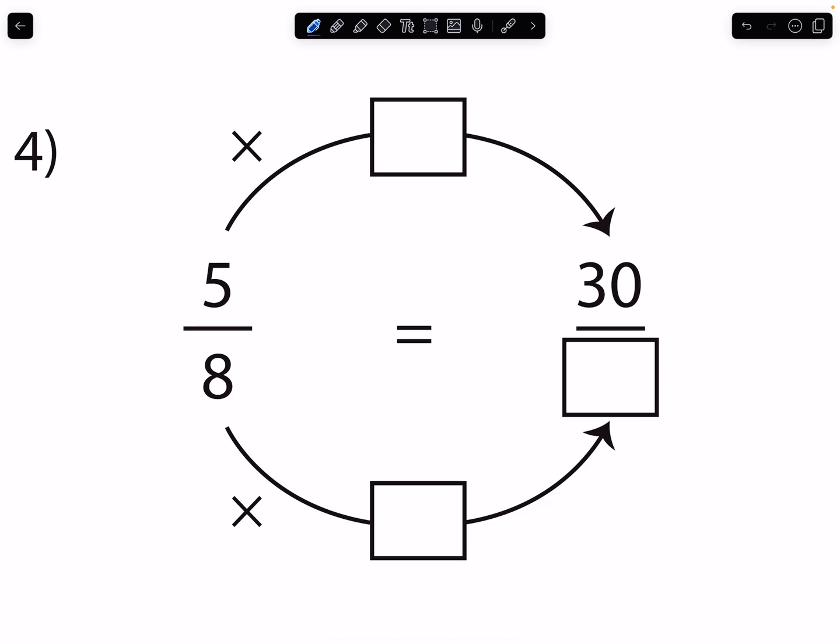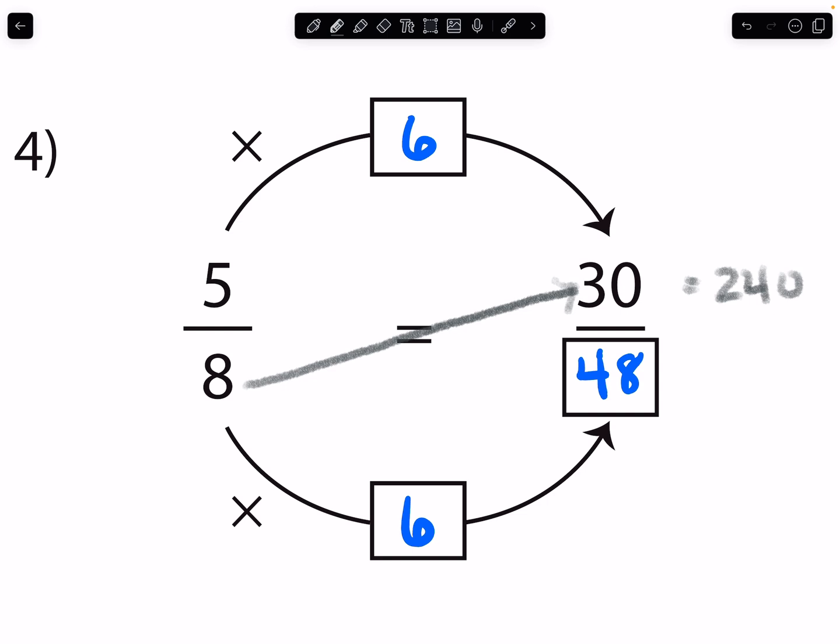All right, utilizing my multiplication chart, I knew that 5 times 6 created 30. What I did to the top, I did to the bottom. I'm going to use cross multiplication, which means I'm going across the equal sign. 8 times 30 is 240. Oops, I forgot to do the 8 times 6. So that's 48. Using my calculator, 5 times 48.